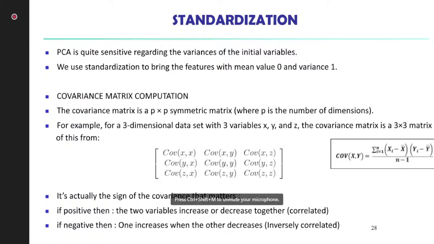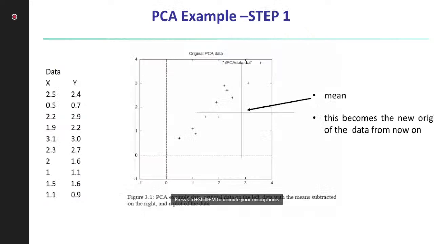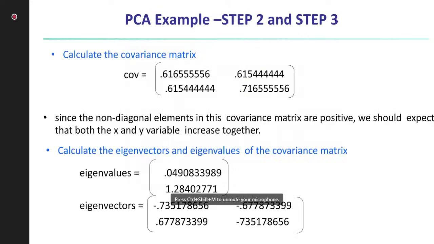So if there is a data value X and data value Y, X having some numbers, Y having some numbers, right? So the first thing, we will be calculating the covariance of it. So let's say the covariance matrix is like this, 0.6165 and some number 0.6154. So covariance of X with Y or Y with X is the same. So that's why these off-diagonal values are the same. And then covariance of Y with Y, which is 0.716.